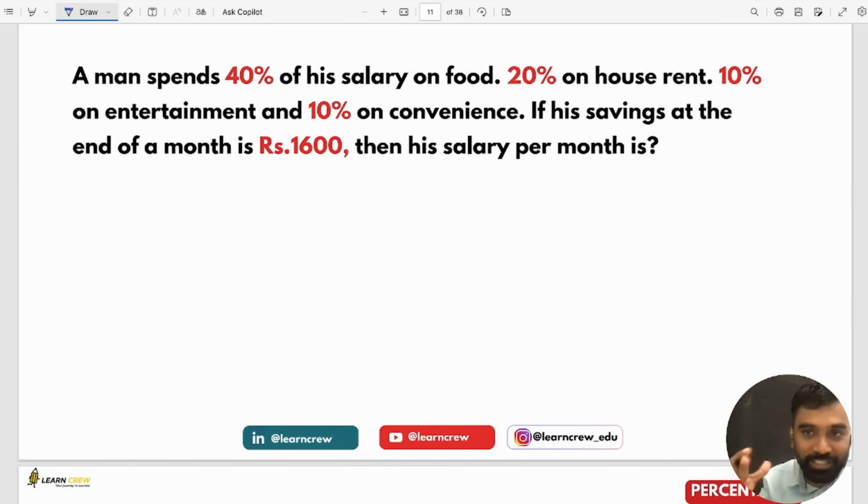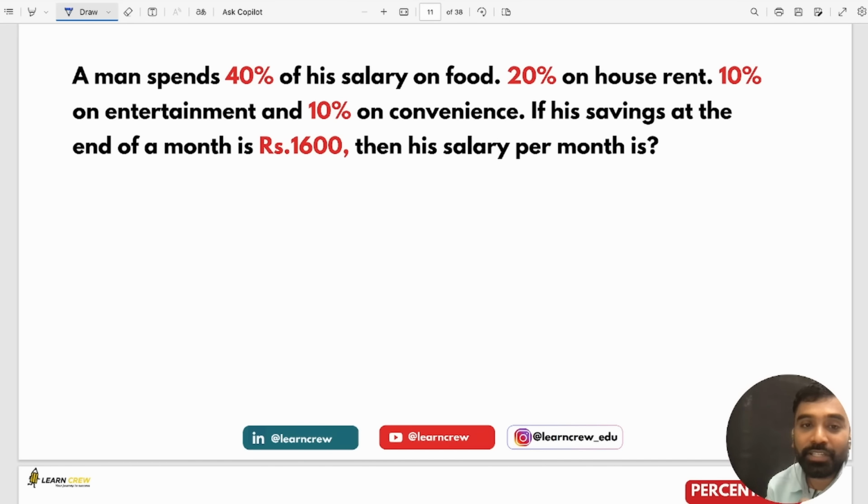Very nice question. A man spends 40% of his salary on food. You got your salary after your education and you're going for work. You're spending 40% on food. 20% on house rent, sir. I'm a bachelor living on rent. So 20%. Okay, take it. 10% on entertainment, movies. Okay. 10% on conveyance, petrol charges.